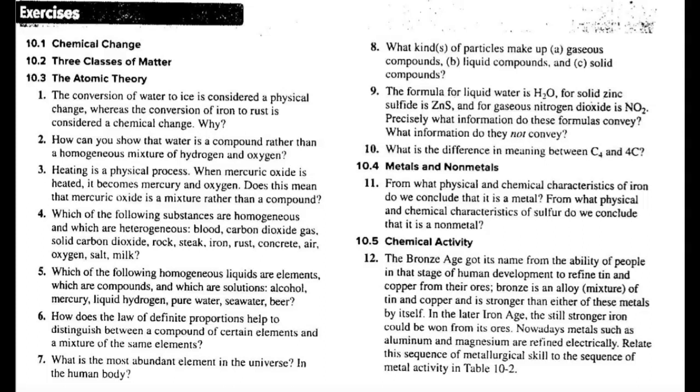The first question: the conversion of water to ice is considered a physical change, whereas the conversion of iron to rust is considered a chemical change. Why?